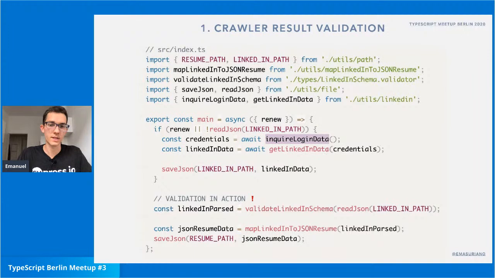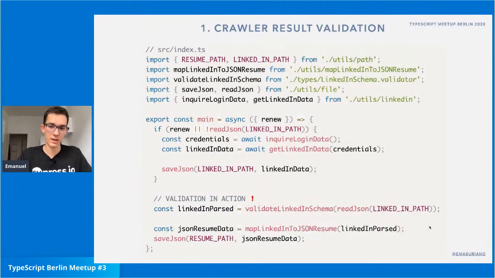Then, in the second step, I'm sending the credentials to the crawler. This is the function that will call the crawler, and here I will get the LinkedIn data. Then I'm saving it into a file. At this point, I can read from the file that I just saved, and then I can validate it. If for some reason the crawler returned an invalid structure, or a structure that I don't expect, or the person manually changed the LinkedIn data, this will fail. Then I'm mapping, and then I'm saving.